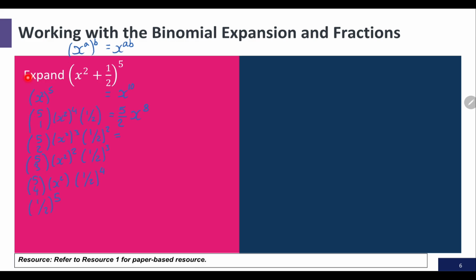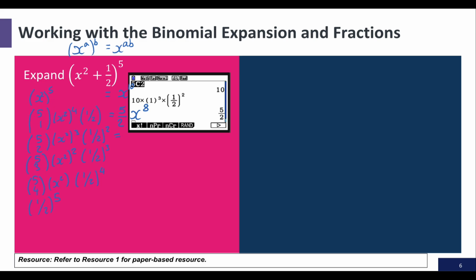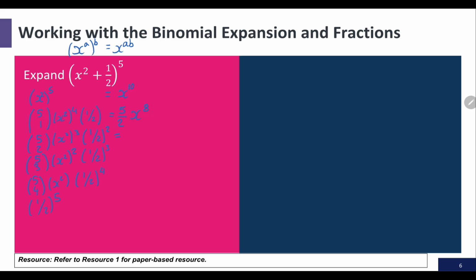The next one, 5 choose 2. Here it comes. 5 choose 2, which is 10. Multiplied by 1 cubed, because there's an imaginary 1 in front of that x squared, and then a half all squared, and again that gives me 5 over 2. Let's sort the indices out. I've got x squared cubed, which is x to the power of 6, multiplying the powers. This next term then, 5 choose 3. Here it is.